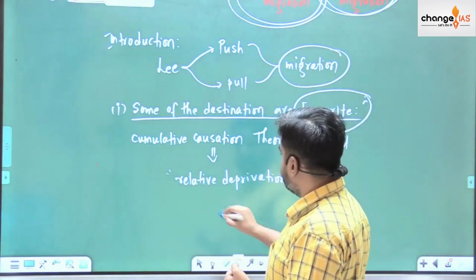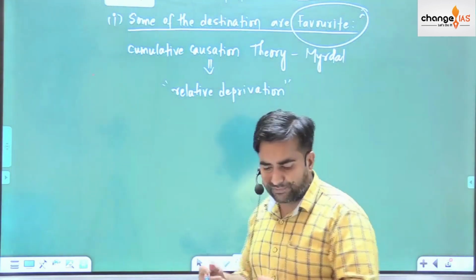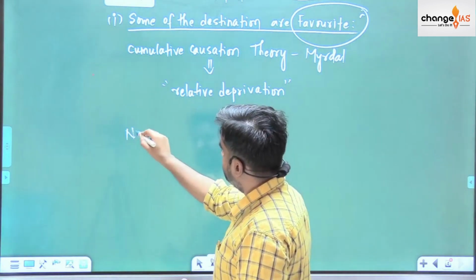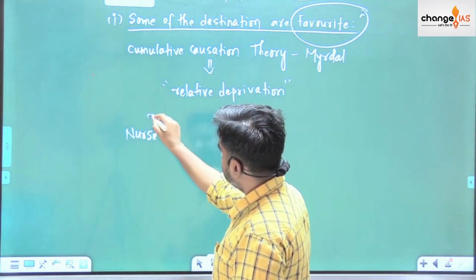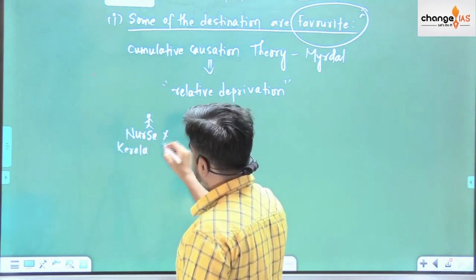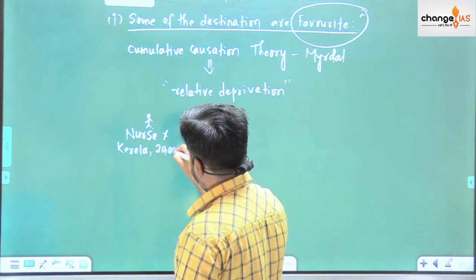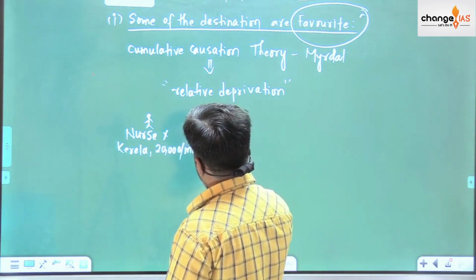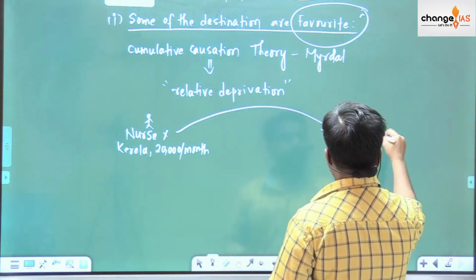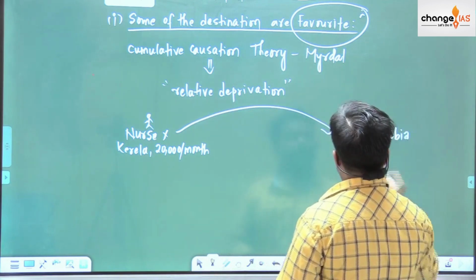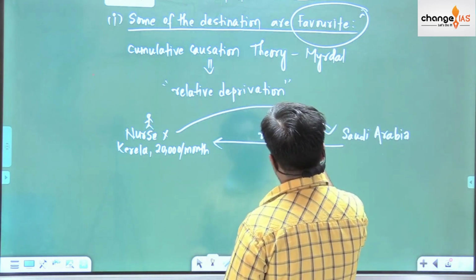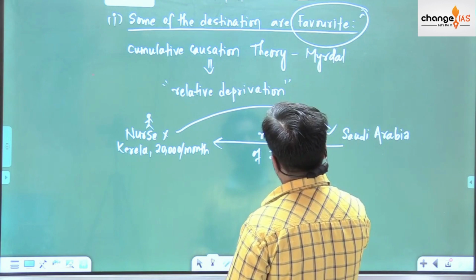ठीक है, तो अगर हम इसमें देखते हैं, so we'll take an example, a very regular example. There is some nurse who is working in Kerala. Let's say this is nurse X. She is working in Kerala along with other nurses, of course, and maybe she is making 20,000 per month. Okay, and she decides to go to Saudi Arabia. And after reaching there, she sends back a remittance of 2 lakh. ठीक है?